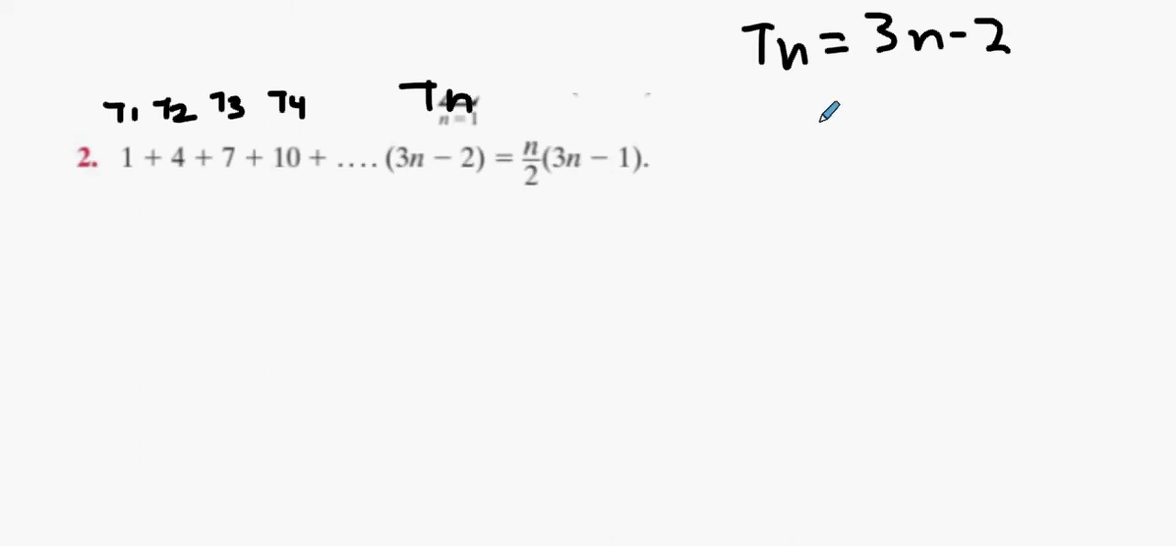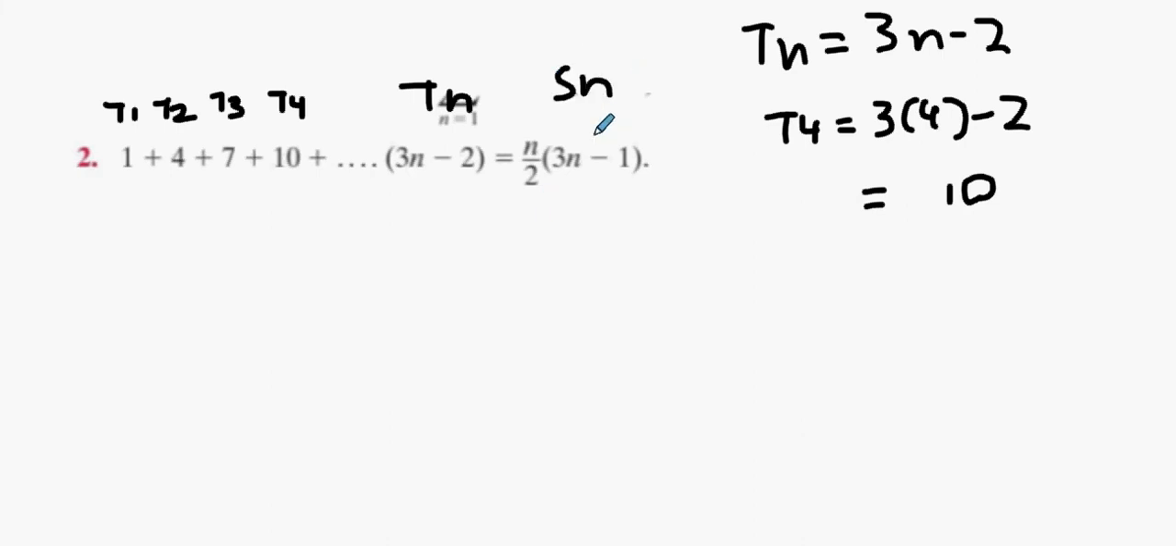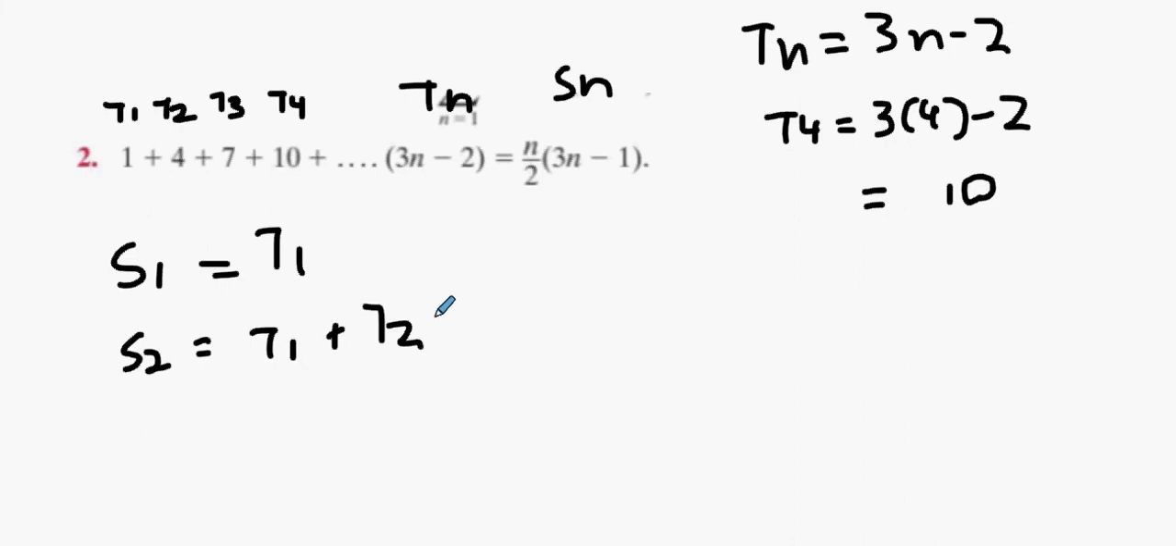If you want to find out what T4 is, what can you do? Just lob in 4 and what happens? 3 times 4 take away 2? 10, isn't it? You happy enough with that? Okay, next thing. The formula on the right refers to Sn. Now does everybody remember what Sn is again? S1 equals T1. S2 equals T1 plus T2. S3, anybody?